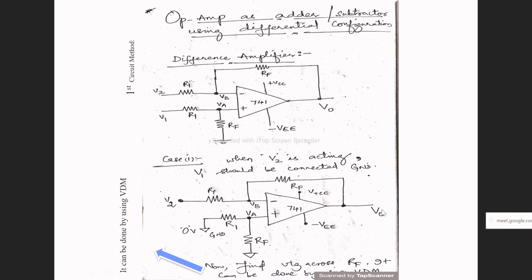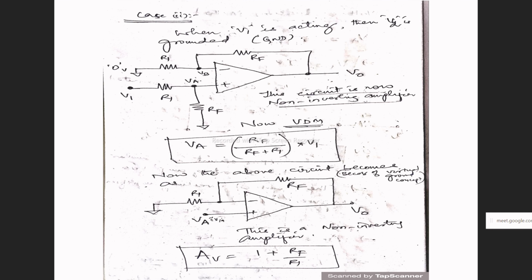So this is your circuit equation of V out. Now we have found the value of V out whenever V2 is acting by using the superposition theorem. That's case number 1. Now let us enter case number 2.